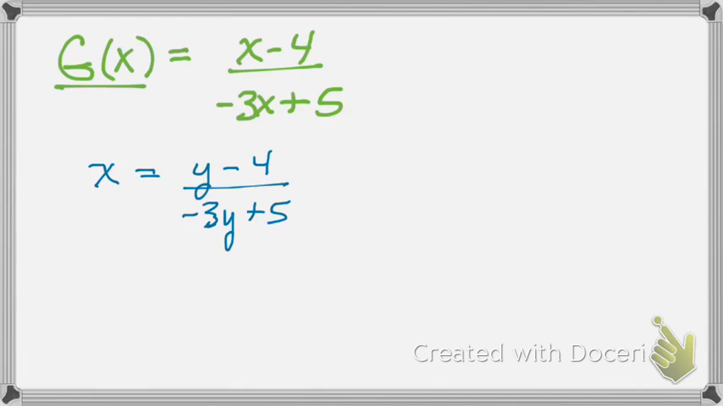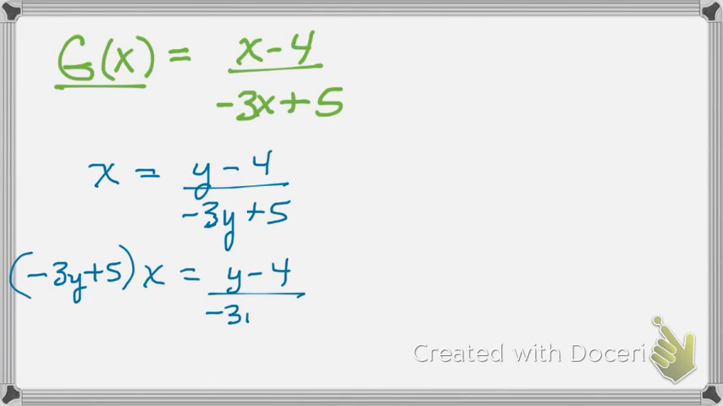Get rid of the fraction. So to get rid of the fraction, I need to multiply by negative 3y plus 5. So if I do that, I'm going to have negative 3y plus 5 times x equals y minus 4 over negative 3y plus 5 times negative 3y plus 5. So here's the original, and I'm just multiplying both sides times negative 3y plus 5.